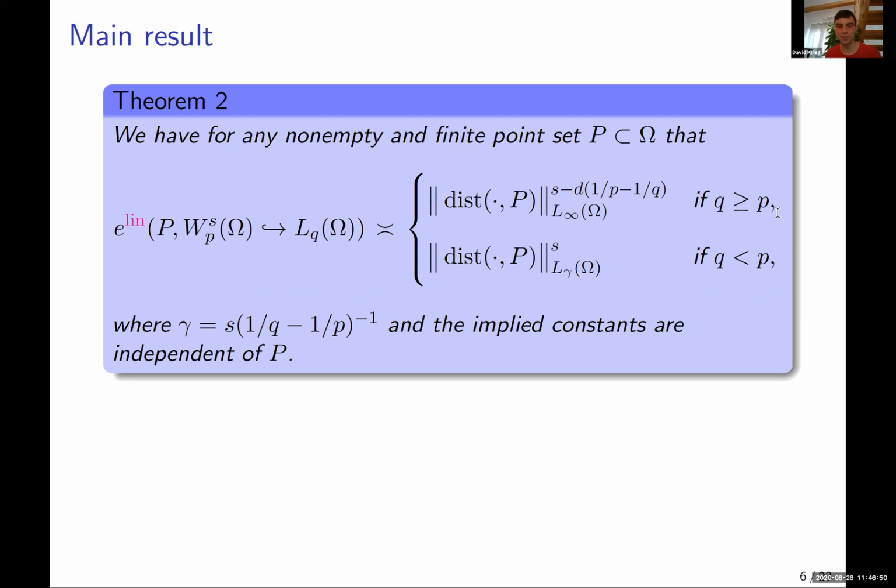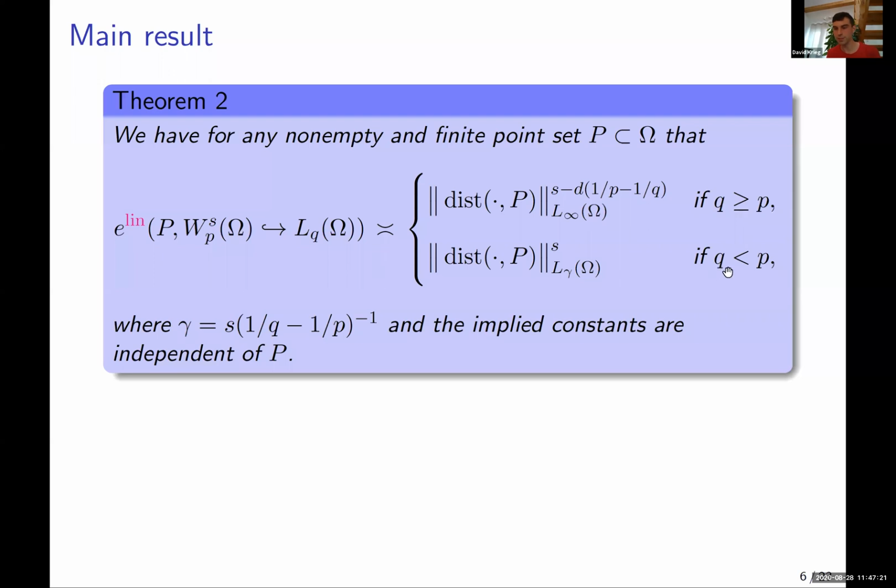So the quality of these point sets, no matter whether you consider linear algorithms or arbitrary algorithms, is determined by the covering radius. So the L infinity norm of this distance function is nothing else than the covering radius. And well, it's precisely given by the covering radius to some power.